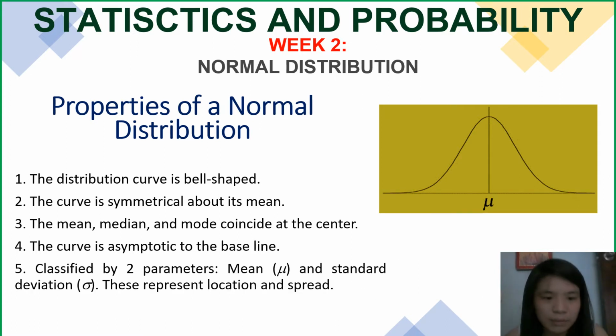Okay. Number 5, classified by 2 parameters: mean, or the symbol mu, and standard deviation, sigma. So, bakit na ba natin kailangan yung mean and standard deviation sa normal distribution? Mamaya, madidiscuss siya. So, mean represents the location, while standard deviation naman represents the spread of the data.